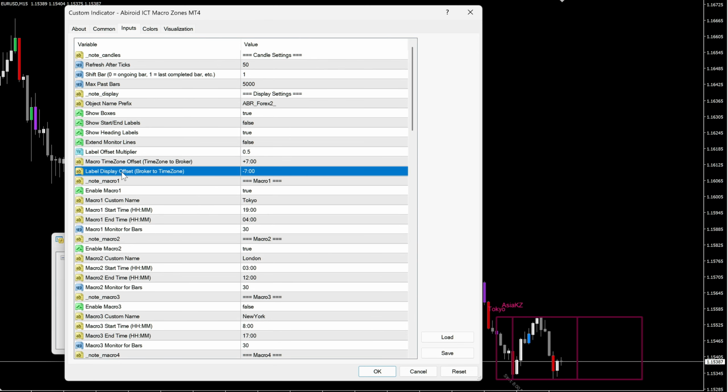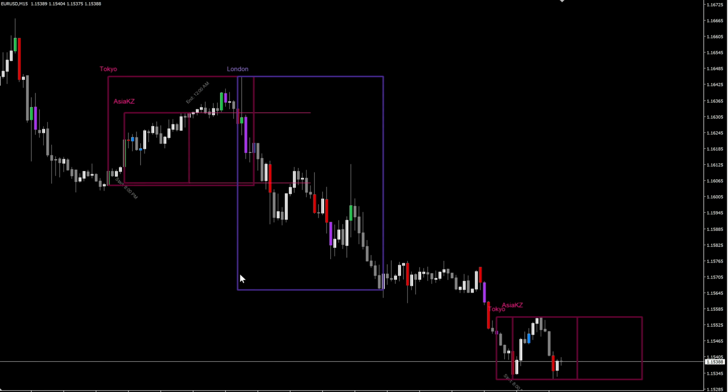And this label offset, if you want to see it on your local time, then you can adjust the time zone according to that. But I want to see it in the EDT times, just what the ICT sessions actually have. So I've set that to minus 7. If I wanted to see it in my broker time, then I can just set it to 0. Like I don't want any conversions. If I do that, then it will show me these times according to my broker time.